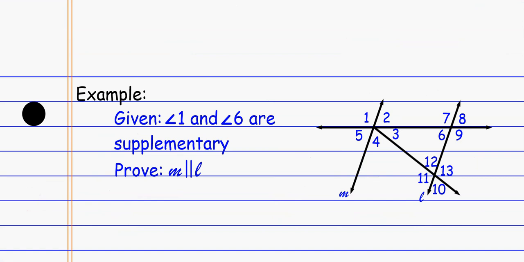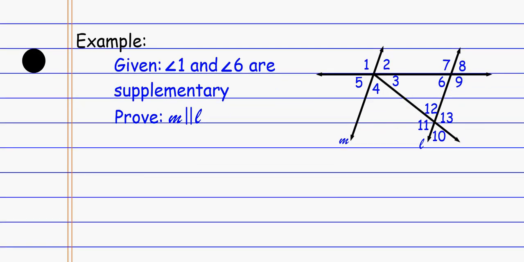Let's look at one more proof. All right, given angle 1 and angle 6 are supplementary, I want to prove that M is parallel to L. All right, so all I know right now is 1 and 6 are supplementary. I want to prove that M is parallel to L.